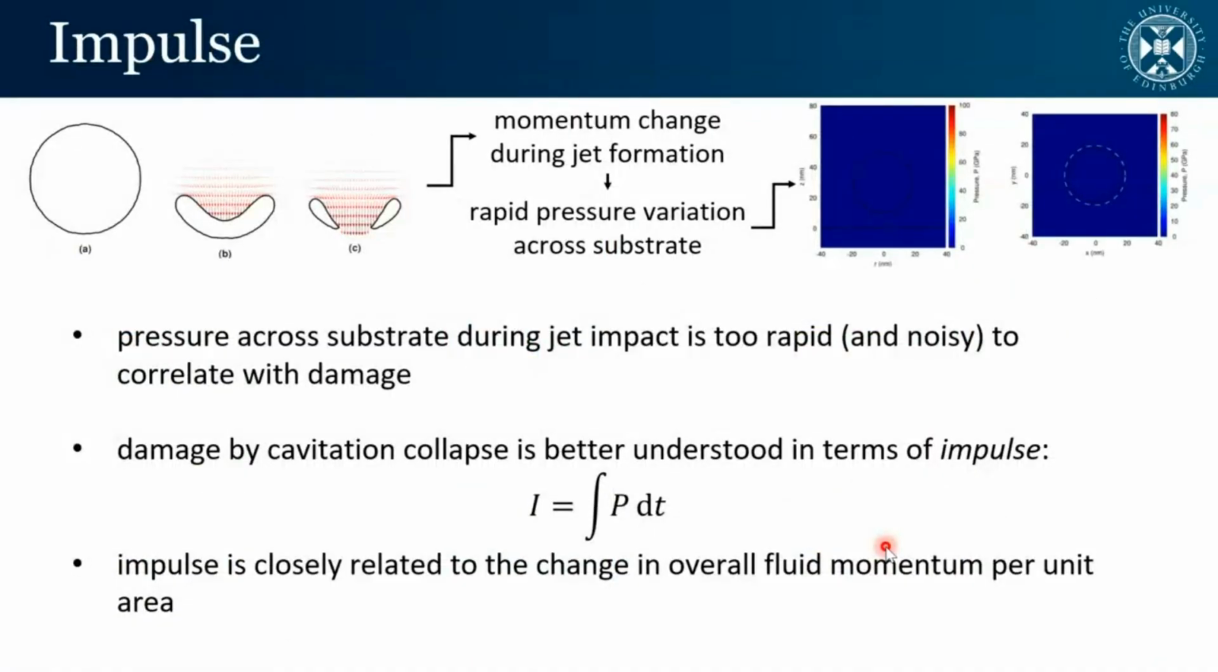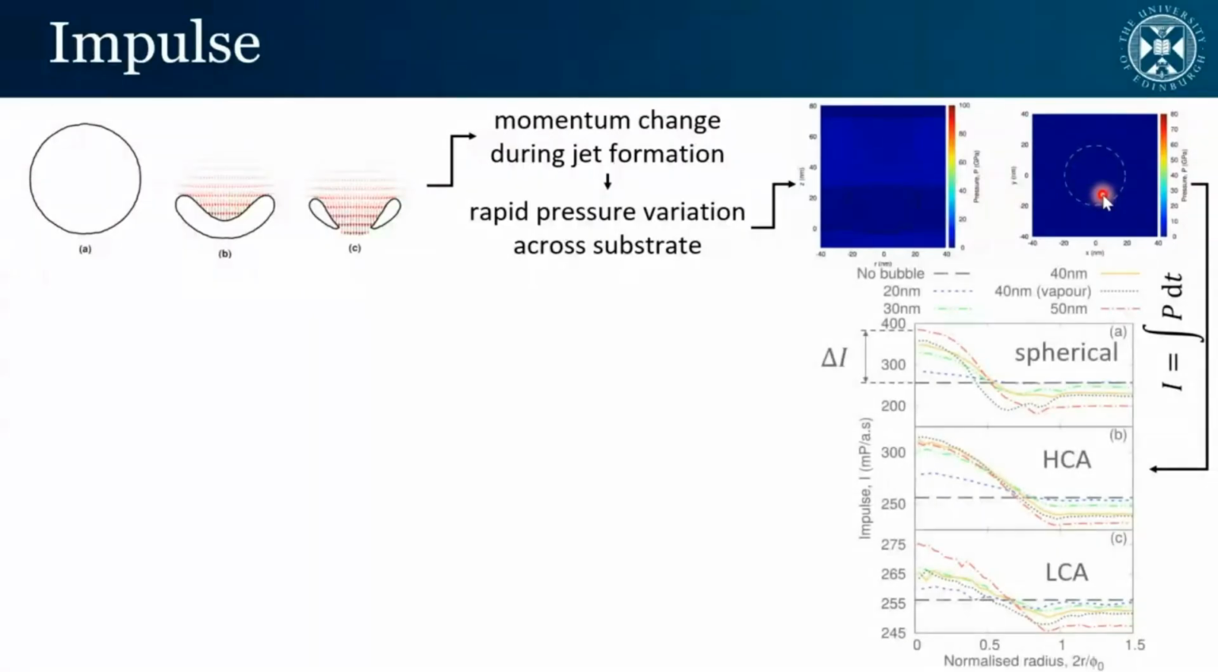So in terms of quantifying all these effects together, pressure is not always the best metric to use for quantifying damage, because this impact is such a rapid dynamic effect, as well as the fact that in molecular dynamics, pressure can be quite a noisy measurement. It turns out it's actually better to measure in terms of impulse, which is just the time integral of pressure, and we can measure that across the surface of the solid as the jet impacts, and we get this spherical or this cylindrical pattern, which we can sum for all the bubble cases.